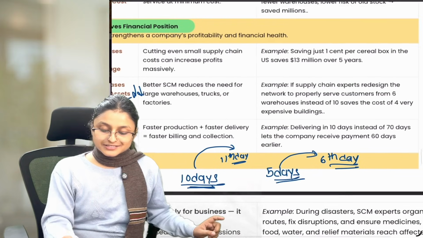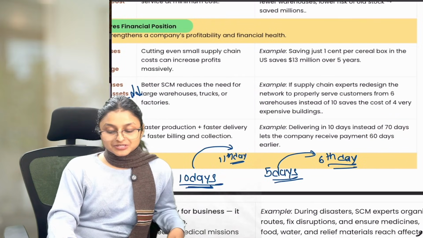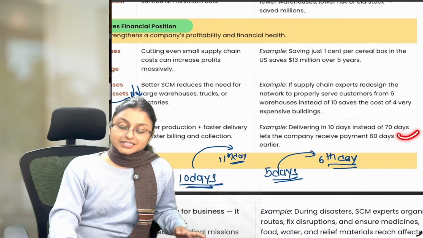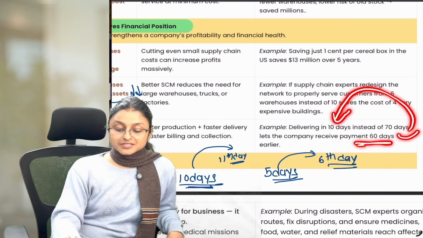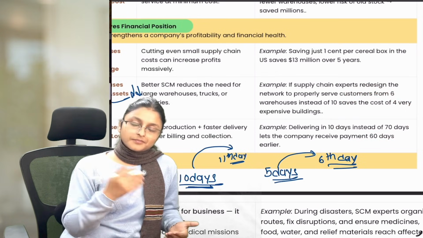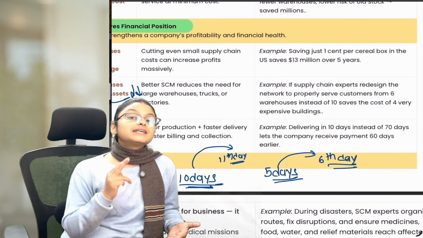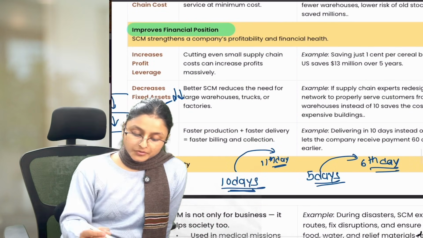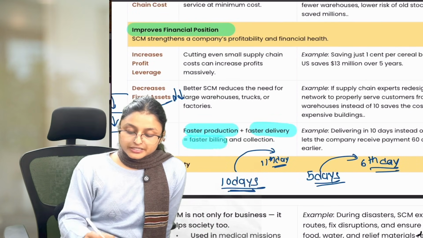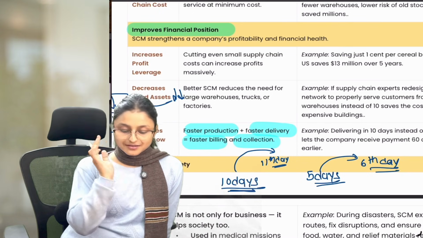Delivering in 10 days instead of 70 days. Here the example is given for 70 days. That earlier we used to deliver in 70 days. Now we are delivering in 10 days. That means payment can also be provided to you in 60 days earlier as compared to what was happening earlier. Right? So faster production and faster delivery leads to faster billing and collection from the customer.